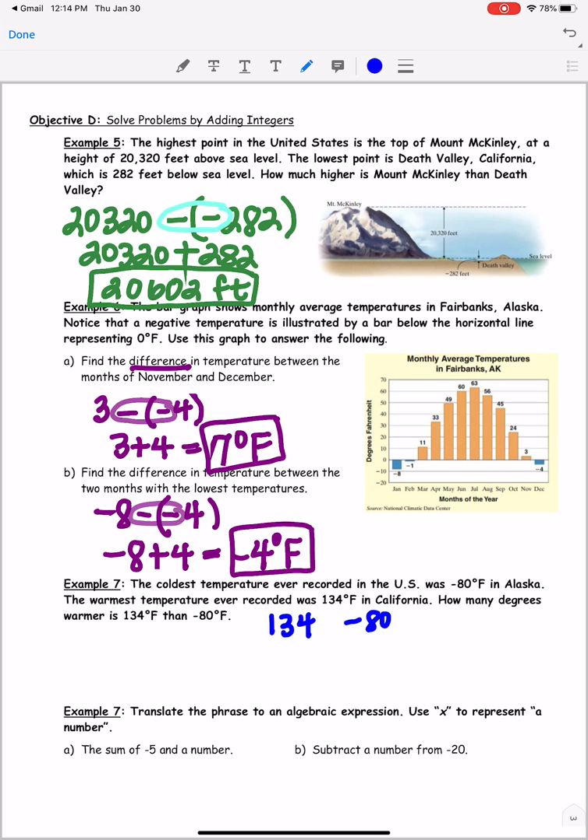This is kind of the same concept as this one right here, right? You have in a thermometer, you've got 0 degrees Fahrenheit. You have 134 up here. You've got -80 down here. So one of them is going up. One of them is going down because they're going in opposite directions. We are going to subtract those.